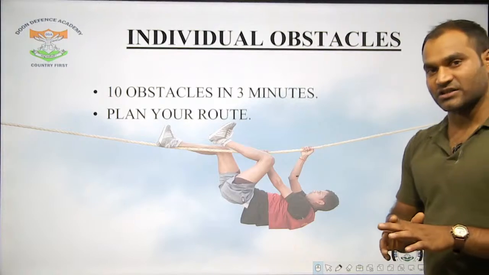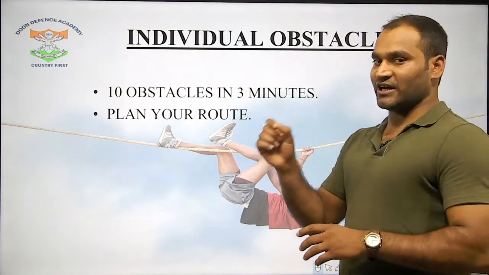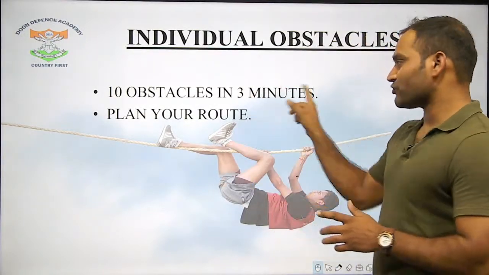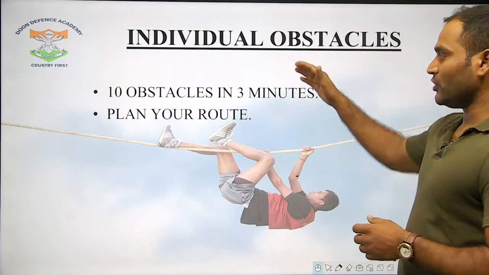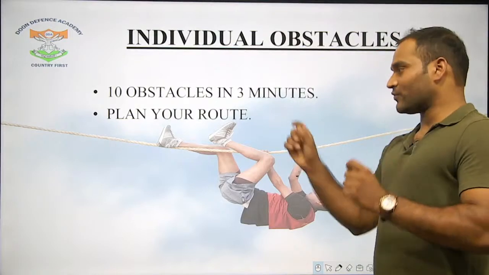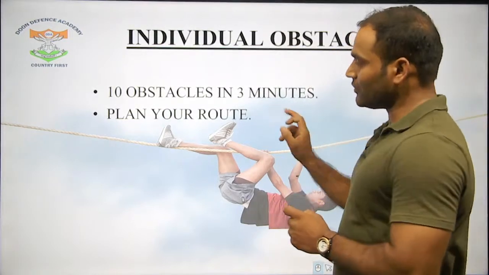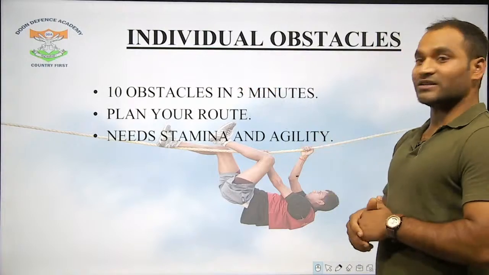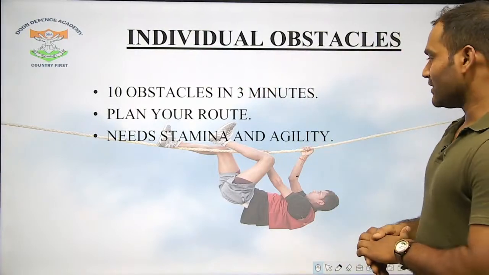It is your decision. Just the GTO will whistle and you have to run, and you will be running for 3 minutes, and he will be counting how many obstacles you have done. If you make mistakes, that obstacle will not be counted. So there are 10 obstacles, and what is required, of course, is stamina, nothing more, nothing less.